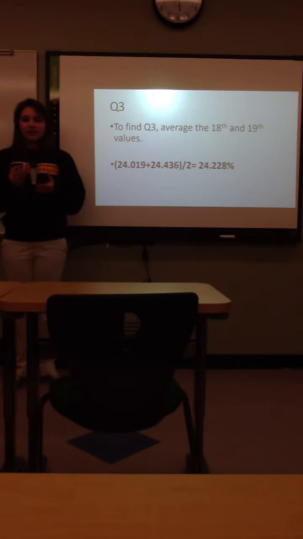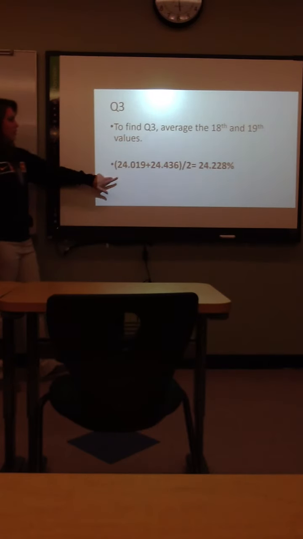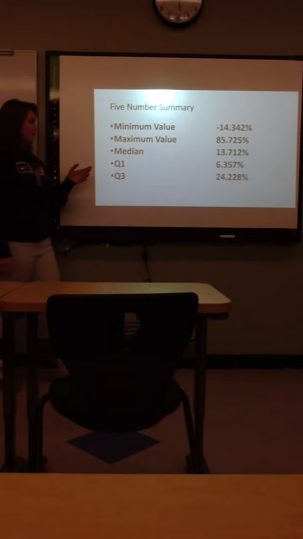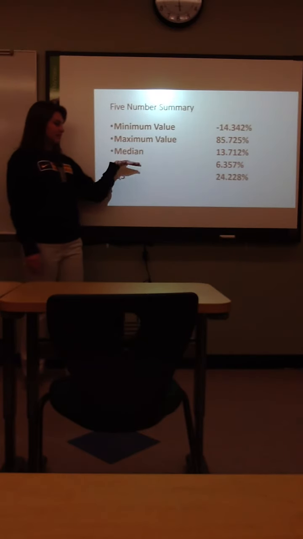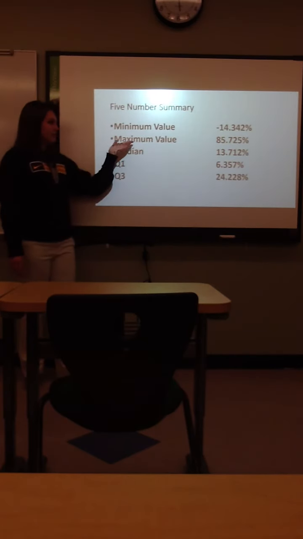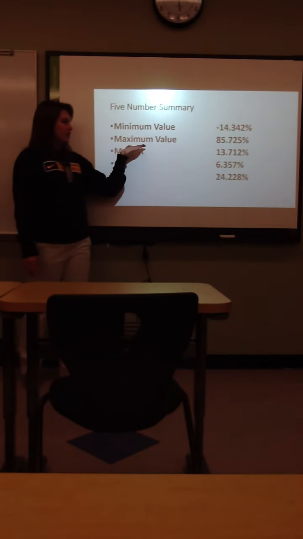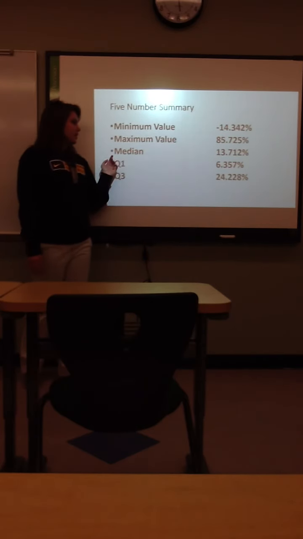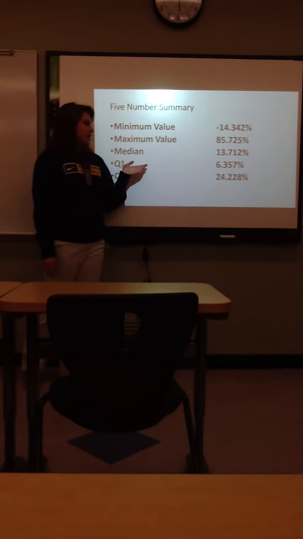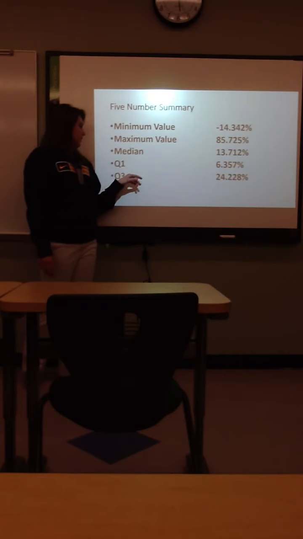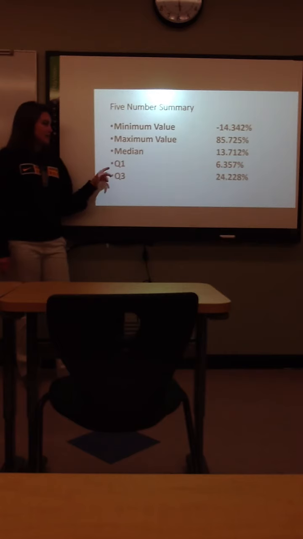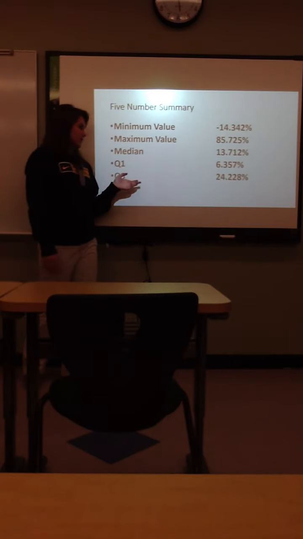Since we wanted to find the 5-number summary, we're going to put it all together, and this is your data at the end. The minimum value is negative 14.342%, the maximum value is 85.725%, the median is 13.712%, and then Q1 is 6.357%, and Q3 is 24.228%.